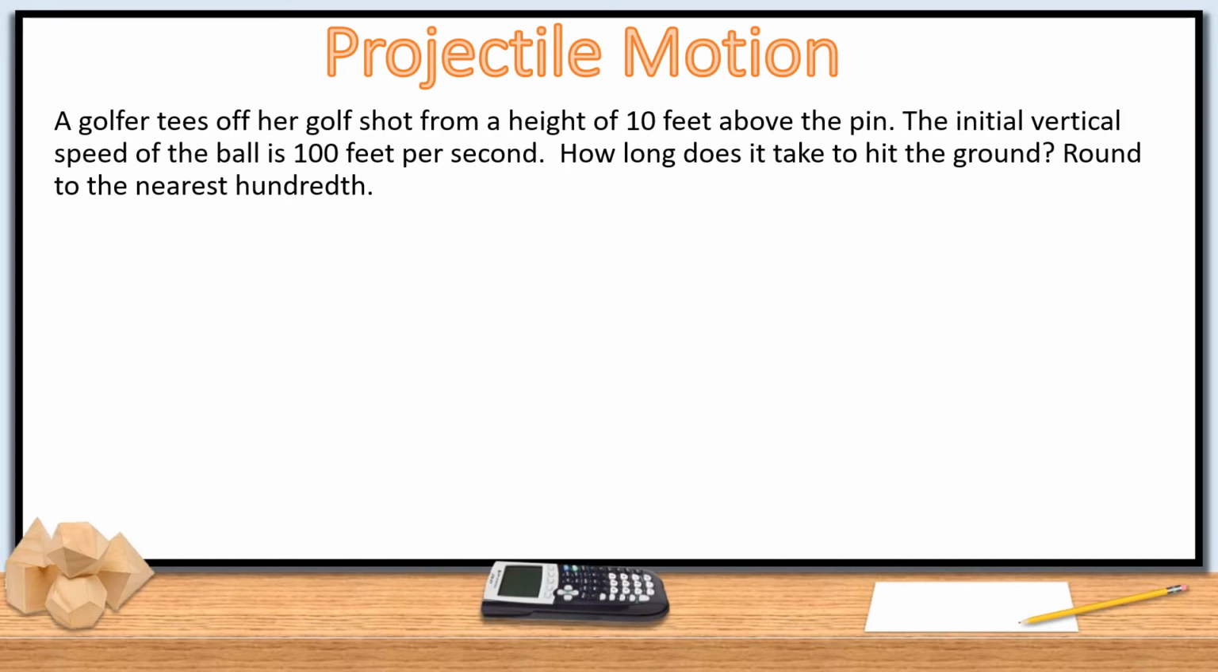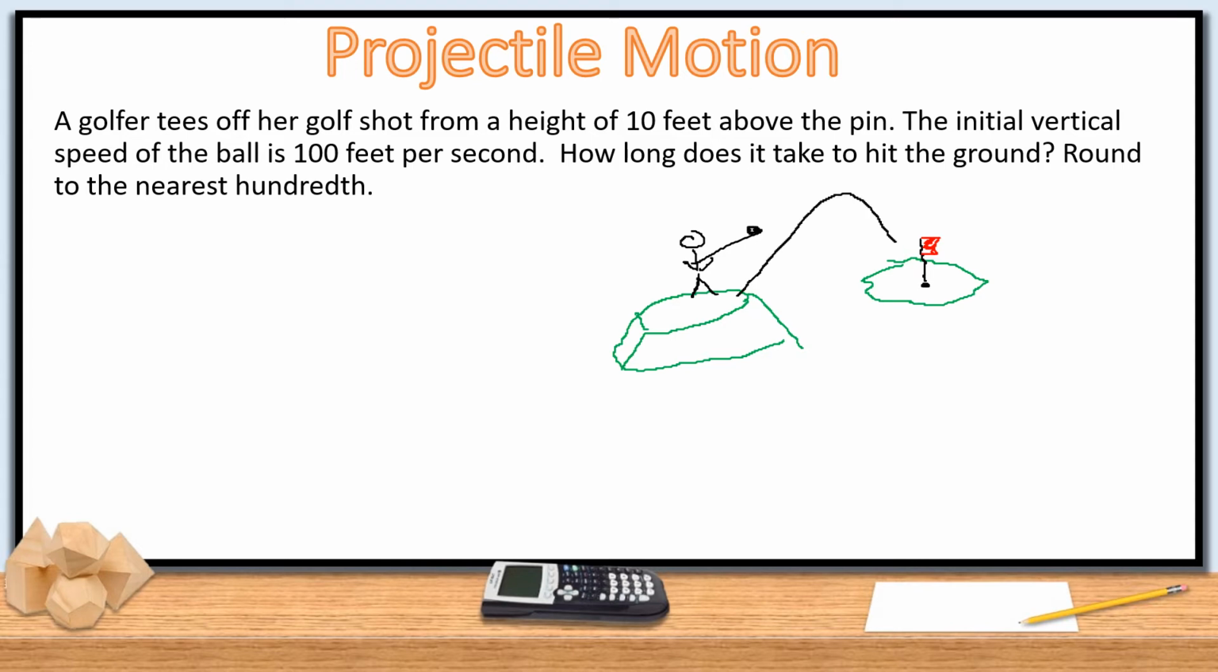All right, golfer tees off her golf shot from a height of 10 feet above the pin. So the pin is where the flag is. So if we were to imagine what this picture looks like, you've got the green, and you've got the hole, and there's a flag coming up out of it, which the golfer is aiming for. And then somewhere nearby, the golfer is up here and swinging. And the ball goes up and then comes down.